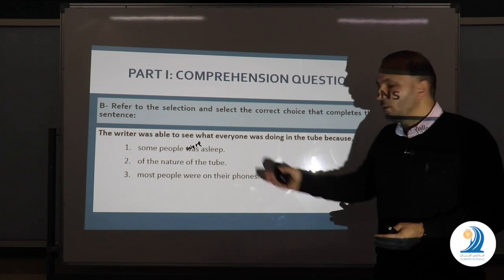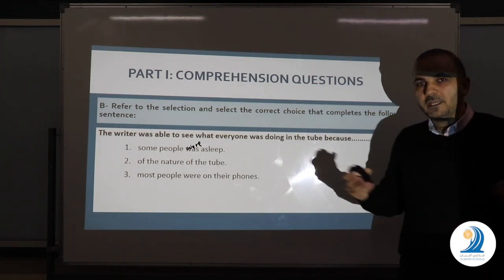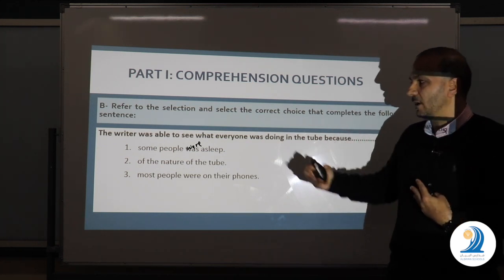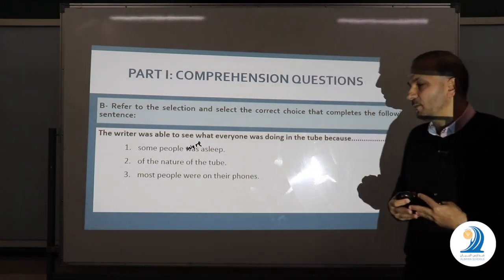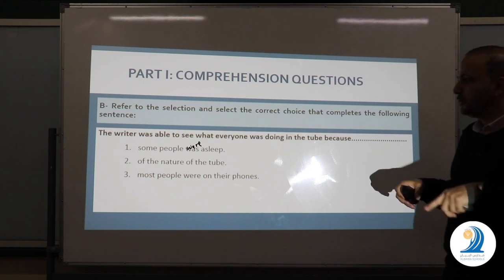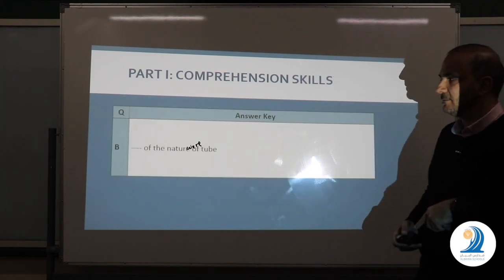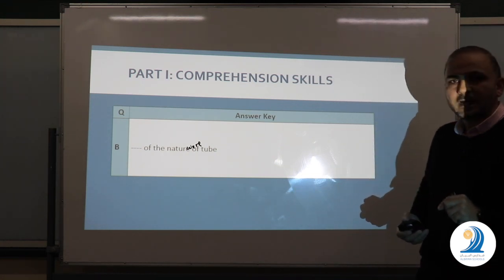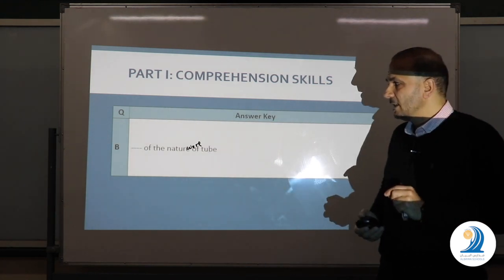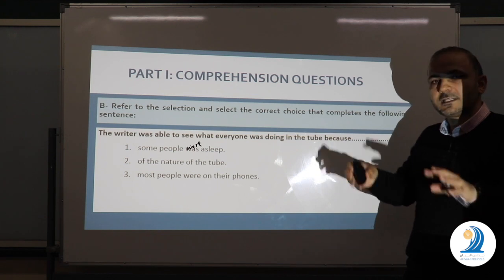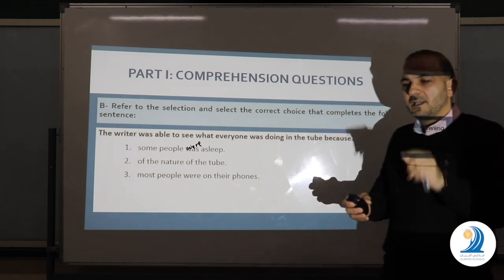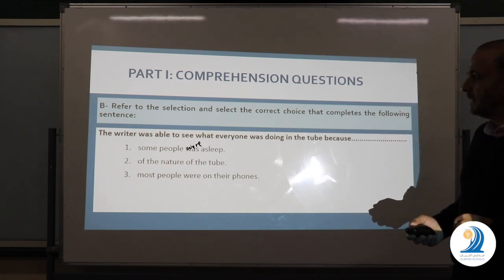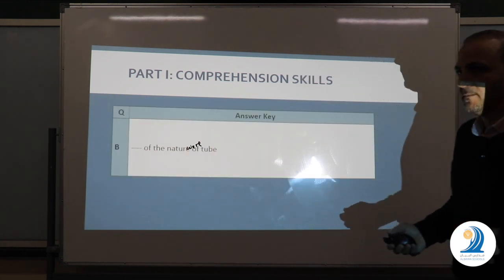Some people were asleep. They weren't, but they were just looking around, seeing what kind of movement all those people were doing at that moment. Because of the nature of the tube, he could really what? This is the answer. Okay? Because of the nature of the tube, he could really watch and see everything that's happening inside it. That allows him to see everything inside. Okay? That's the answer. That's it.